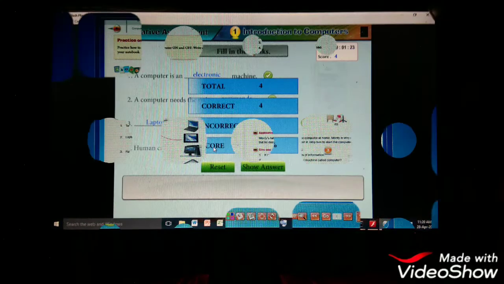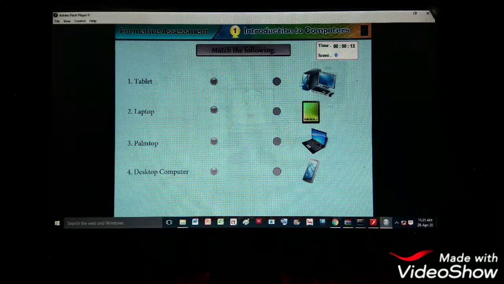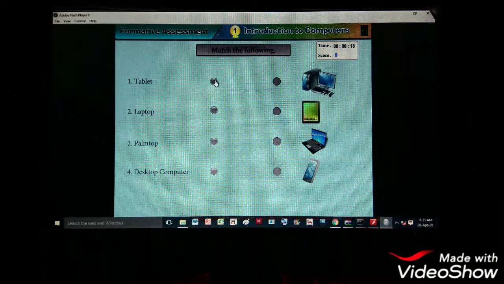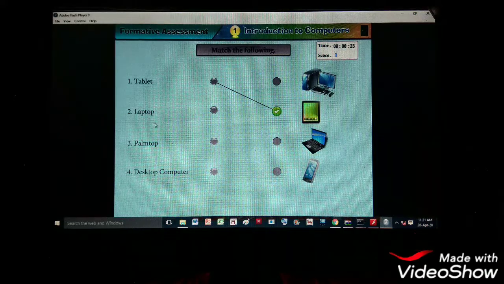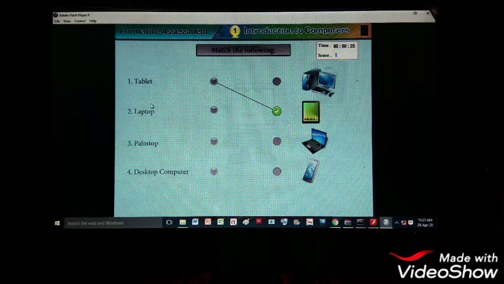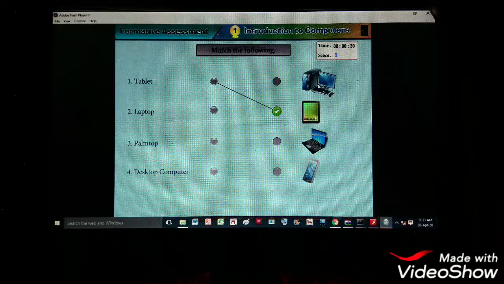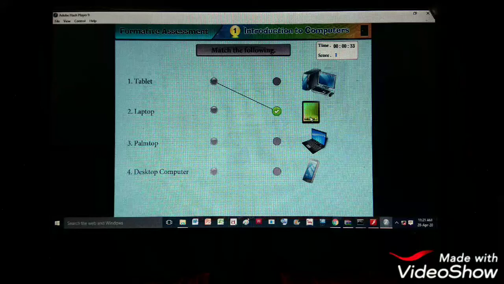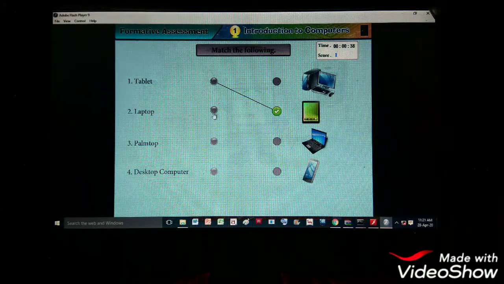Now next, let's come to match the following. You can see match the following. So, tablet, is this a tablet? No. Is this? Yes, very good. You have to identify the picture and match. Next one is laptop. Find out the laptop. Is this the laptop? No, that one is the tablet. Is this a laptop? Yes, very good.